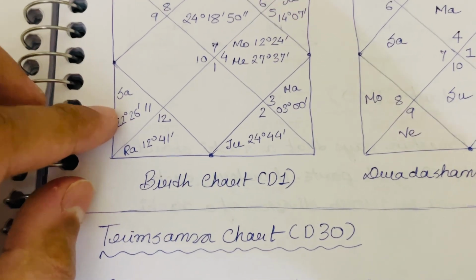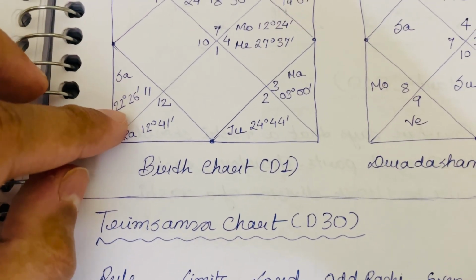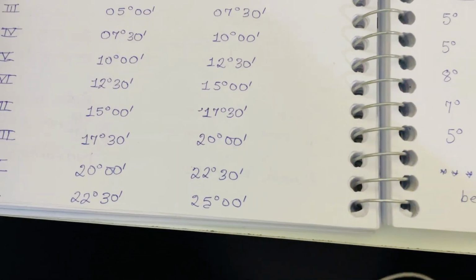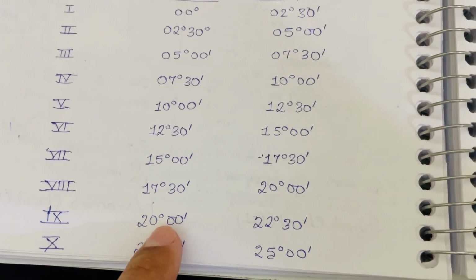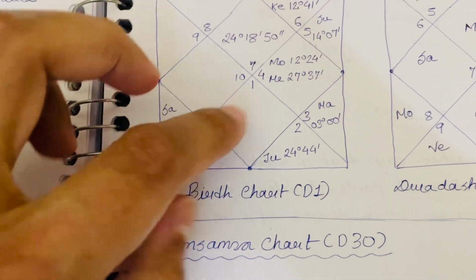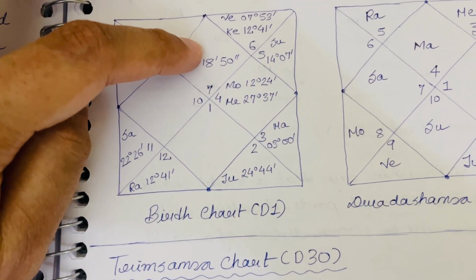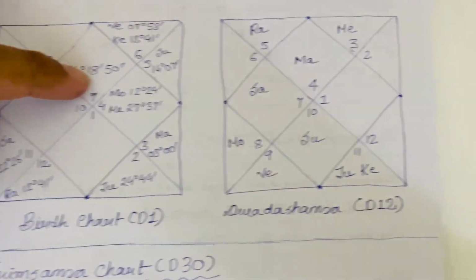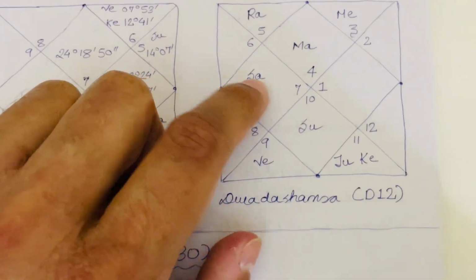Now let's come to Saturn. Saturn has a longitude of 22 degree and 26 minutes, which is falling in the 9th Dwadashamsha. From here you count 9: 1, 2, 3, 4, 5, 6, 7, 8, 9. So Saturn goes in the sign of Libra in the Dwadashamsha chart.